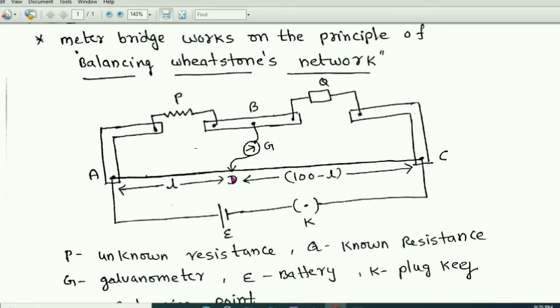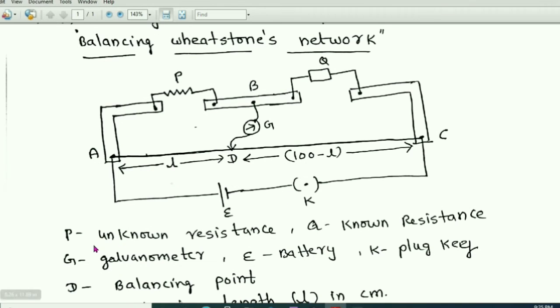So from A to D it is L centimeter. L centimeter means from D to C it is 100 minus L centimeter. Now the balancing length is L. That means as we are moving the jockey from A to D, at point D the galvanometer shows null deflection, or zero deflection. When the galvanometer shows null deflection, it means the current through the galvanometer is zero. So when the current through the galvanometer is zero, the bridge is said to be balanced.